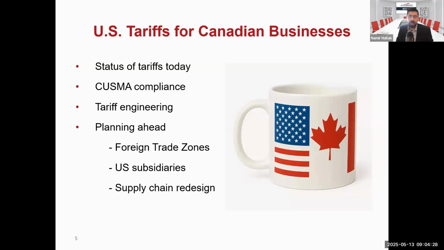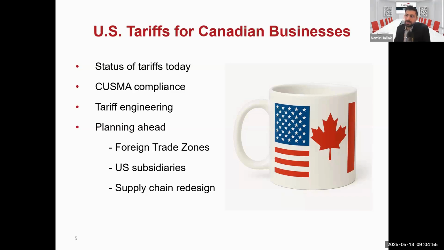And of course, you might be thinking, well, we've got CUSMA, right? CUSMA is the new name for the Canada-U.S.-Mexico Trade Agreement, or NAFTA. How does that protect us? And actually, it does, but only if your goods are properly documented. And that's the key. If you haven't reviewed your rules of origin paperwork today, now is the time to do it. It's really no longer optional.